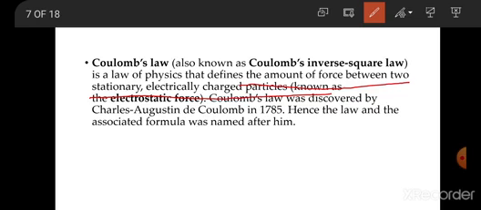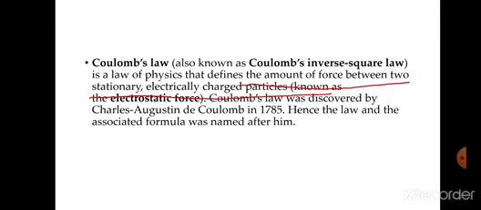Okay, so this force, you can call it the electrostatic force, and simply you can call it the force between two electrically charged particles, if the charges are stationary. Now this Coulomb's law was discovered by Charles Augustin de Coulomb in 1785, and hence the law and the associated formula was named after him. So you got the point why this is known as Coulomb's law or Coulomb's inverse square law.